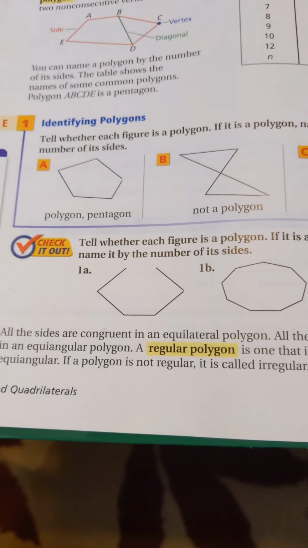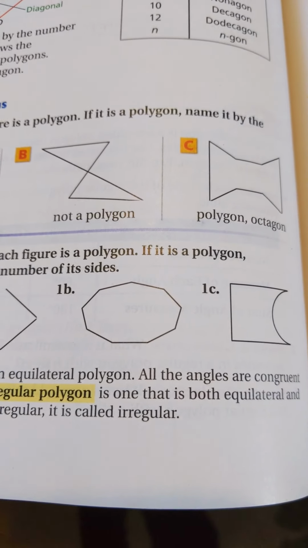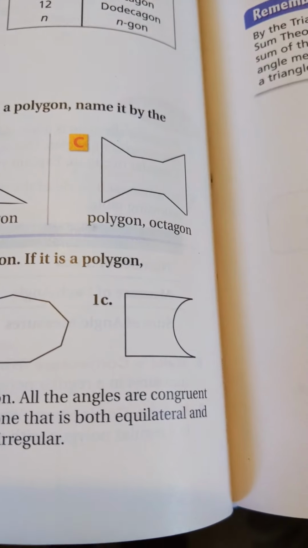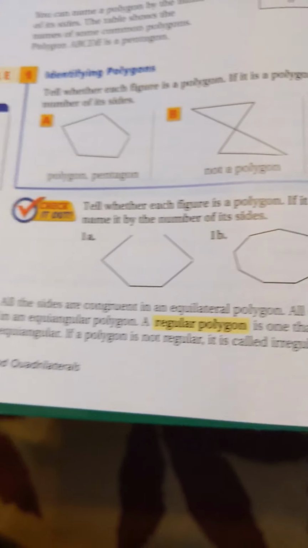If we look down at the questions below, 1A would not be a polygon because it's open. B is. C is not because you cannot have curved sides on a polygon. You have to have straight sides.